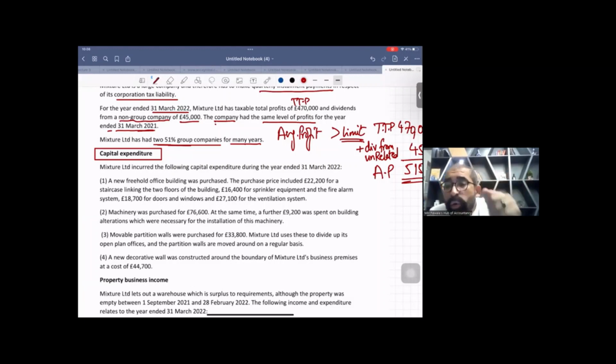In the building, there are doors and windows. In the buildings, there are ceilings, false ceilings, right? So there are many things in the building. So now to cut the story short, what things inside this building will be treated as plant and machinery for capital allowance purpose?